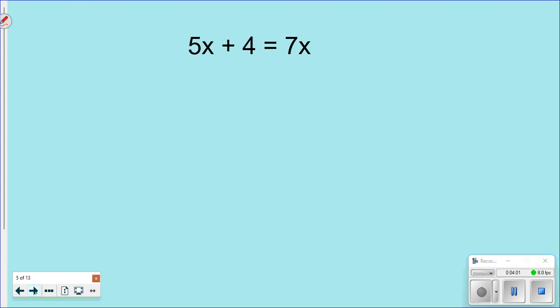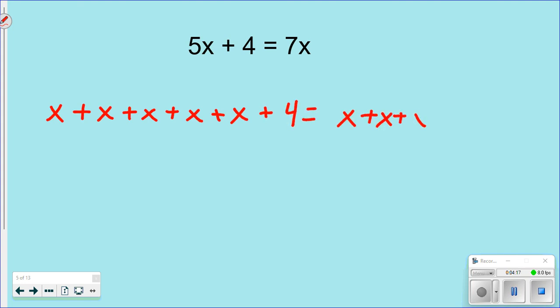This says 5x plus 4 equals 7x's. And I'm going to actually draw this picture out again for you. So it's x plus x plus x plus x plus x. So this all together would be 5x plus 4 equals 7x. 1, 2, 3, 4, 5, 6, 7. Okay, so x is the same number.